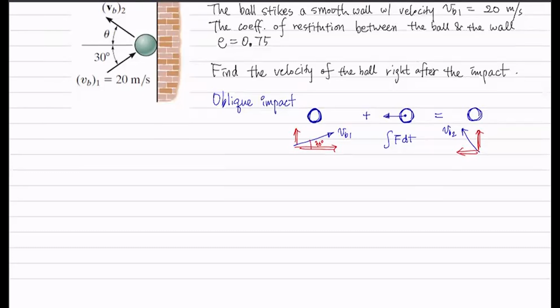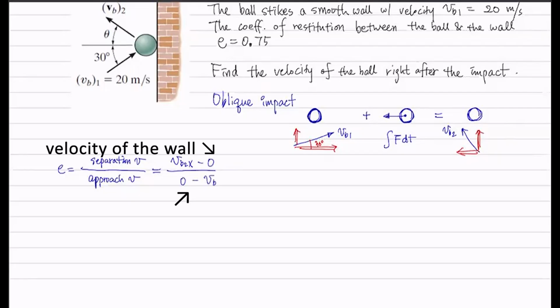So first, let's use the coefficient of restitution. So E is approach velocity, separation velocity, right? And that is going to be V2x minus 0, 0 minus V1x. And this guy is VB1x, and this is VB2x, of course. This is VB2y and VB1y.